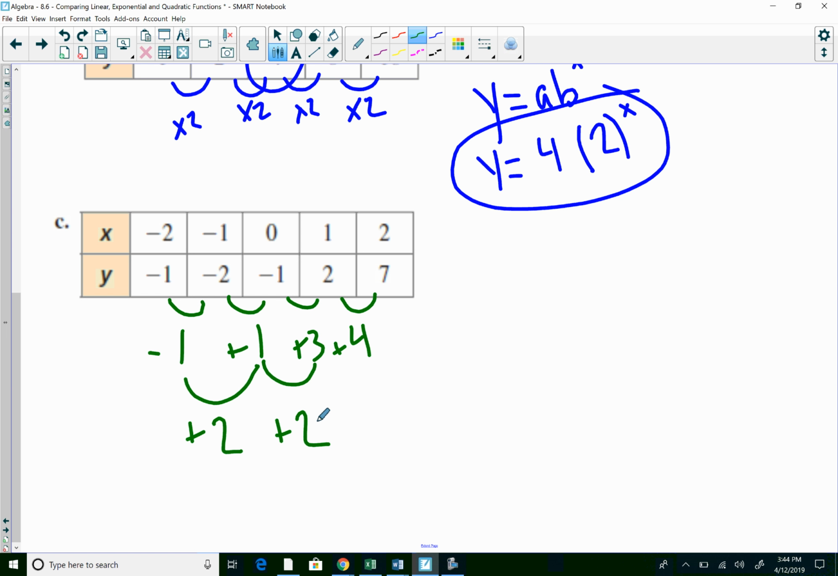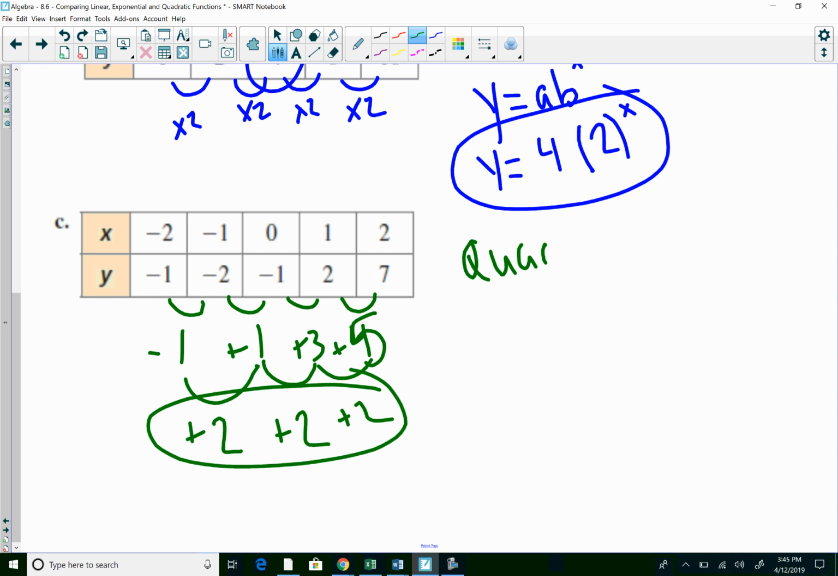From 1 to 3, you're going up by 2. And then from, let's see, sorry, this should be a 5, my bad. And then from 3 to 5, again, you're going up by 2. Okay, so since these second differences are the same, then we know we've got a quadratic. Okay, so there's that quadratic.